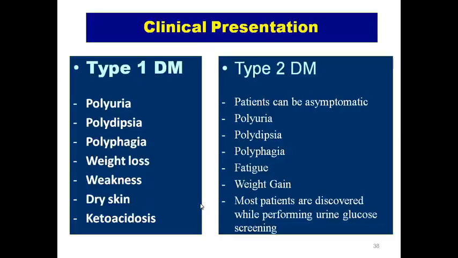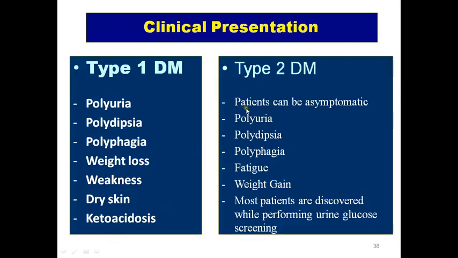So we have talked about type 1: polyuria, polydipsia, polyphagia, the clinical presentation, weight loss, weakness, and dry skin. And ketoacidosis can be the very first presentation of type 1 diabetics.